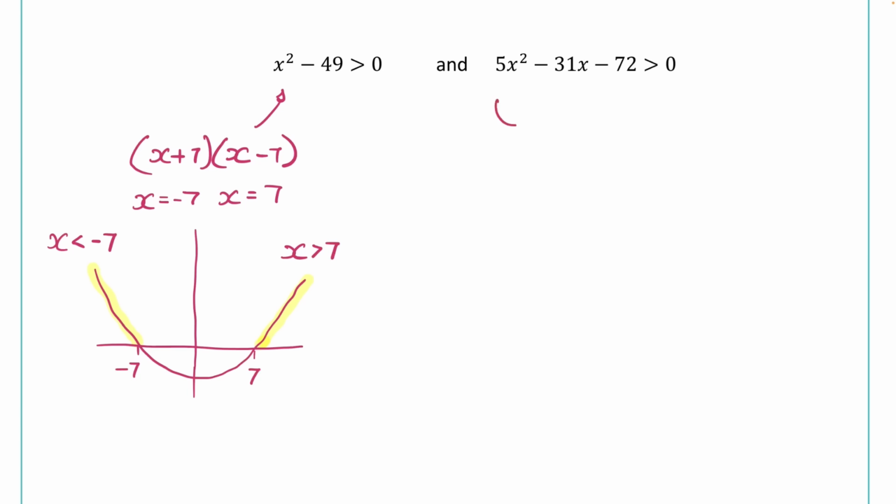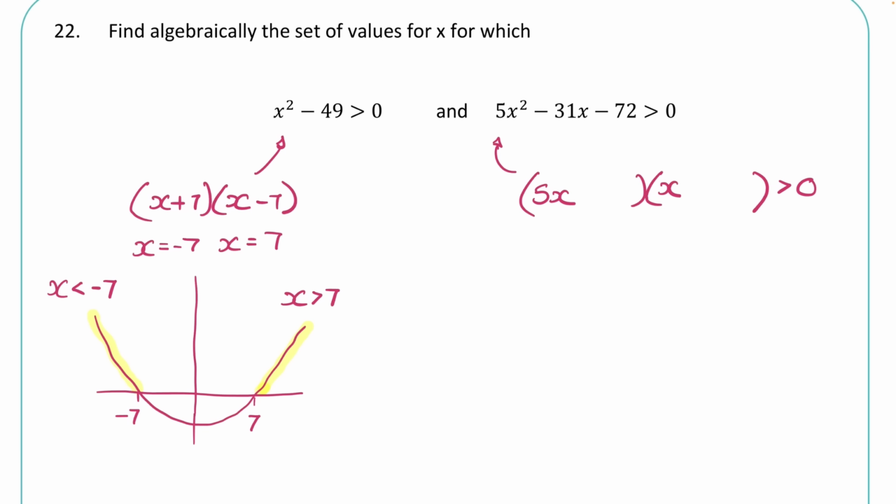We now need to move on to our right one. Now for this one, we are going to have a 5x and an x. And of course, don't forget, if you are struggling to factorise, you can always use the quadratic formula, but it does look like this one is going to factorise. Now it says here 72 at the end, so we want to write down the factor pairs.